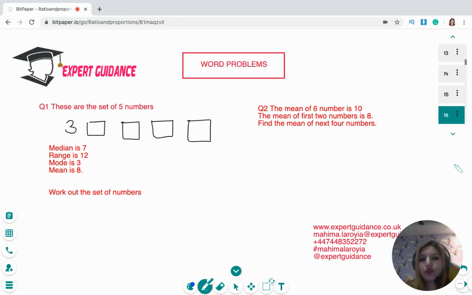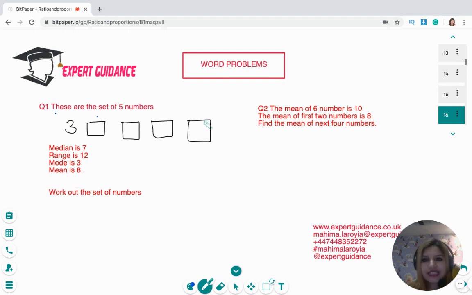Now let's see some word problems. The first question is, there is a set of 5 numbers. They have given you the first number. They have given you that the median is 7, range is 12, mode is 3, mean is 8. So you have to work out the numbers. The second question is, they have given you the mean of 6 numbers, the mean of the first 2 numbers, and then you need to work out the mean of the next 4 numbers. So you can pause the video, have a go at these questions, and then come back.